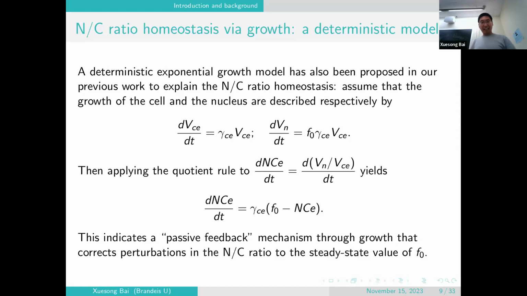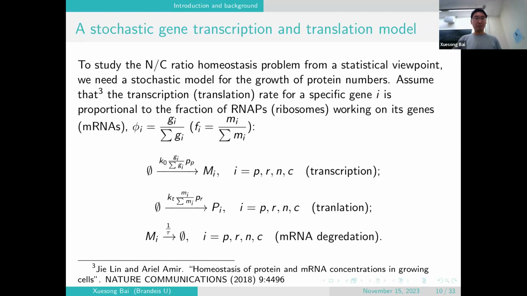But then again, this is deterministic. There are no fluctuations, so we want to study the model as a stochastic model and look at this from a statistical point of view. So we need a stochastic model for the growth of protein numbers. This is the model proposed by Lin and Amir in their paper.